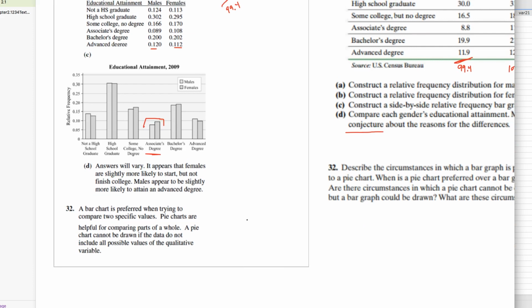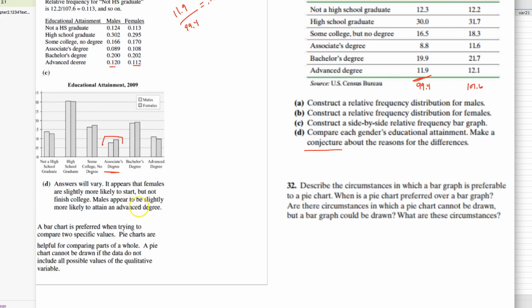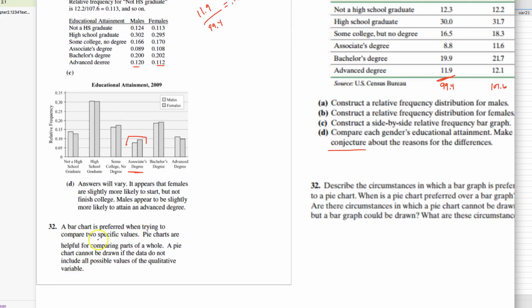On 32, there's a question of describe the circumstances in which a bar graph is preferable to a pie chart. And so on that situation, we have this answer here. Bar graph is preferred when trying to compare two specific values, kind of like this when we're trying to find out which one is more.